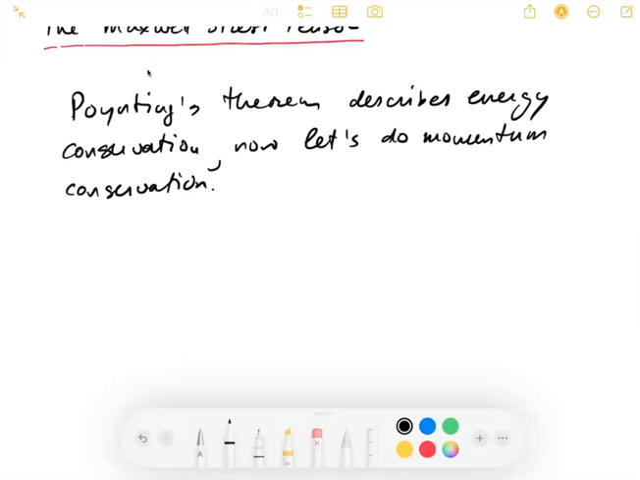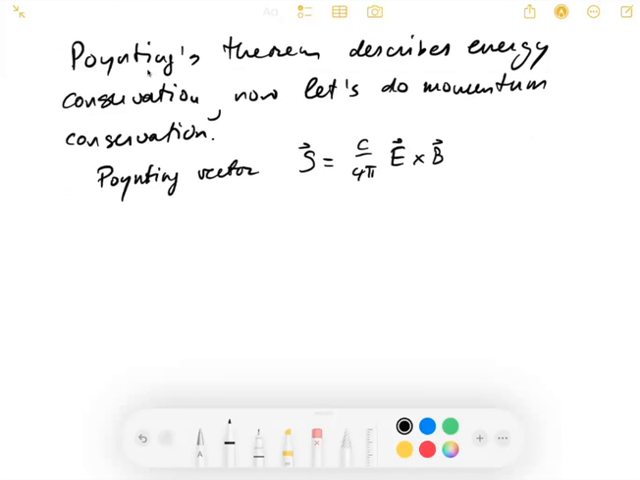So we start with the Poynting vector, which is the one we used extensively last class. And then we use the fact that the momentum density follows from the Poynting vector. So the momentum density, and we use little g because the book uses it, is just the Poynting vector divided by c squared.